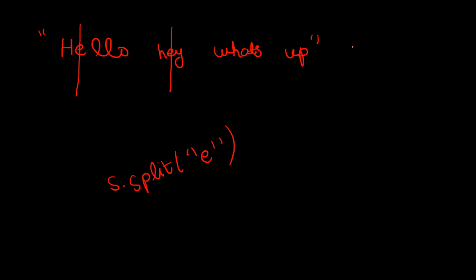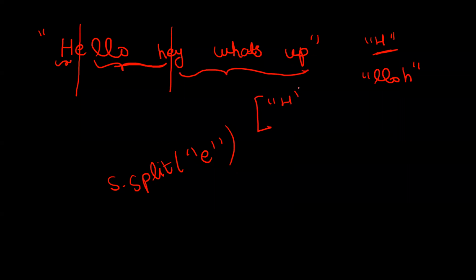The first part is just consisting of H. This is my first string. What is my second string? LLO space H. This is my second string. And what is the third string? Y space what's up. This entire thing, right? So you will get an array consisting of these three strings.